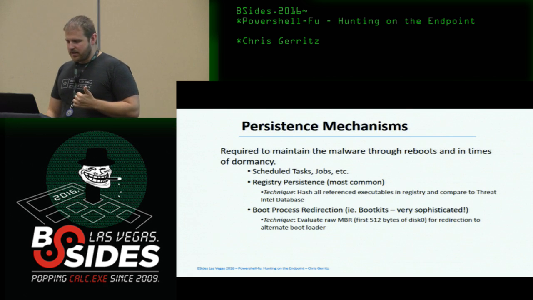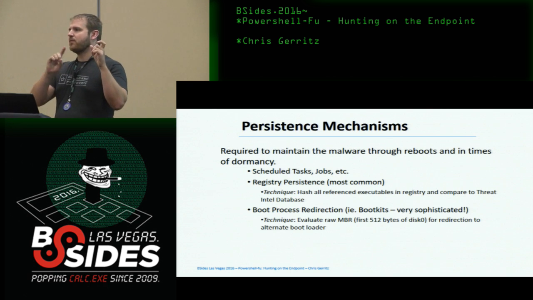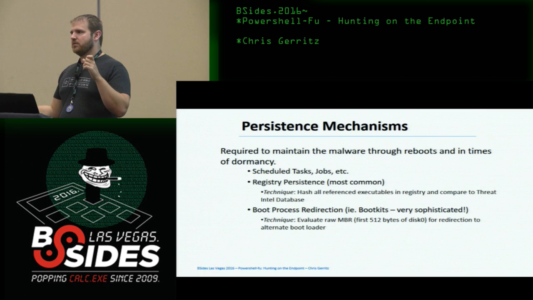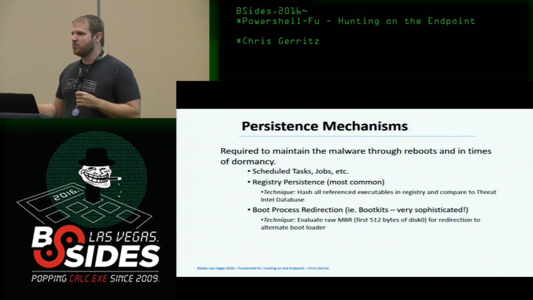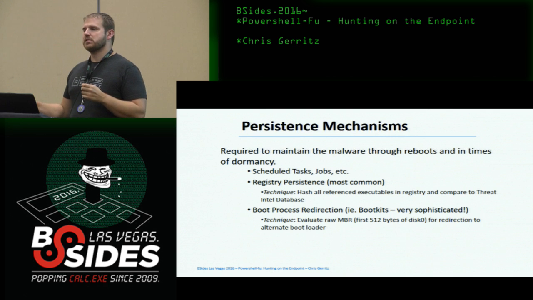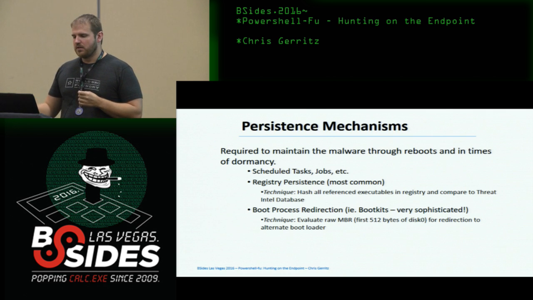Persistence mechanisms: trolling through scheduled tasks, jobs, and registry persistence, looking for anything referencing an executable or a script. Once we have that reference, we're going to collect the same data that we would normally collect on our processes. All those things I told you about on the get process list, I'm doing that with anything referenced in the registry as well, especially if it's referenced and it's on disk.